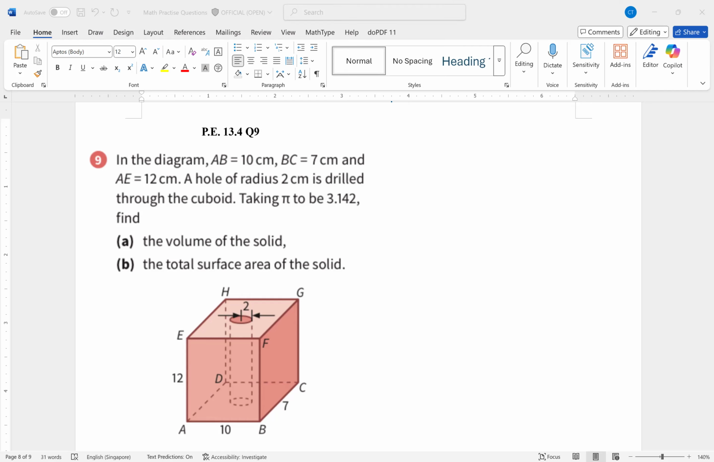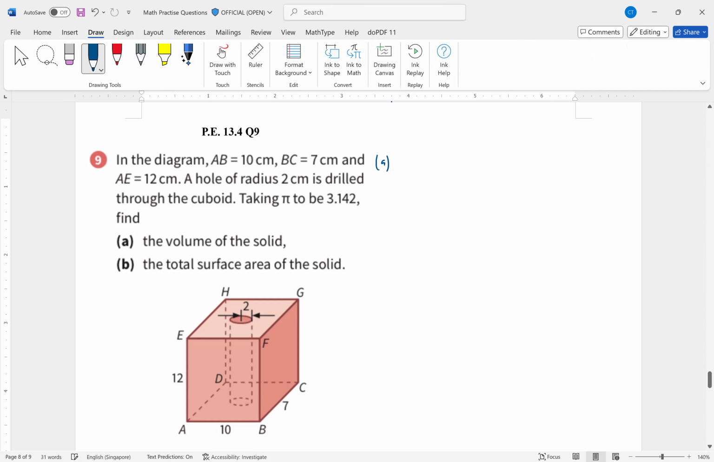So basically over here we have a cuboid. A cuboid is like your typical rectangular box. And then in the center they drill a cylindrical hole all the way to the end and then remove the solid there. Now they want you to find the volume of the remaining solid. This part is actually rather straightforward.